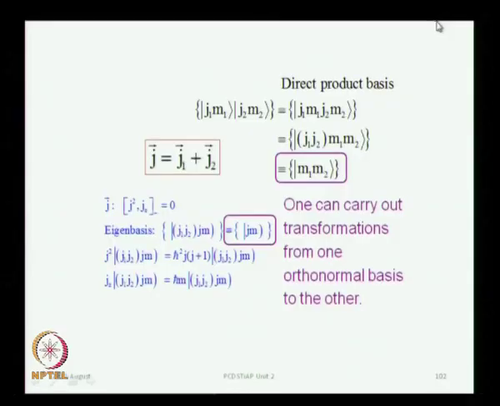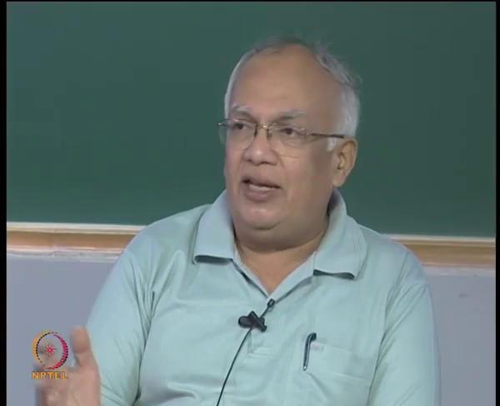So, one basis, which is called the direct product basis, is a basis of the direct product of the eigenvectors of J1 and the eigenvectors of J2. What you have in this beautiful bracket is a direct product of J1 M1 and J2 M2. This gives you one basis, and you know the dimensionality: each M1 will go from minus J1 to plus J1. So, the dimensionality will be 2 J1 plus 1 times 2 J2 plus 1, because M2 will take 2 J2 plus 1 values. So, that will be the dimensionality of this basis.